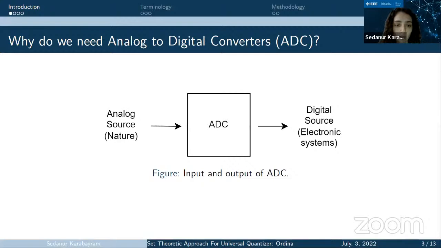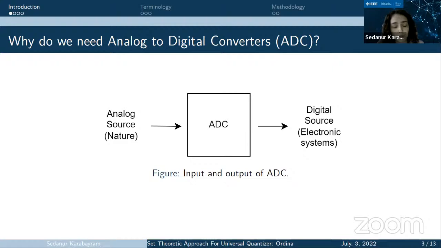So as you know, quantization is a well-known and common process in communication systems, especially in analog to digital converters. But before I move on to the definition of analog to digital converters and quantization and details of them, first I need to explain why we need analog to digital converters. So in the real, physical world, every source is analog. The sound we hear, the images we see, everything is analog.